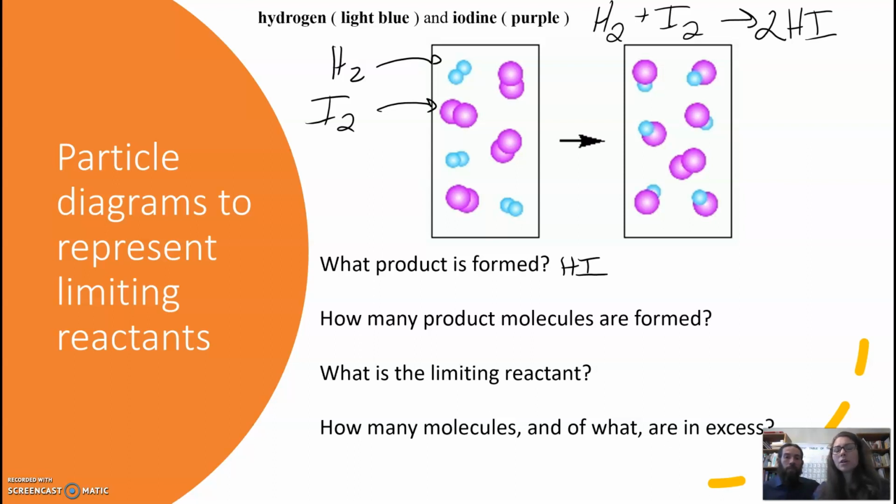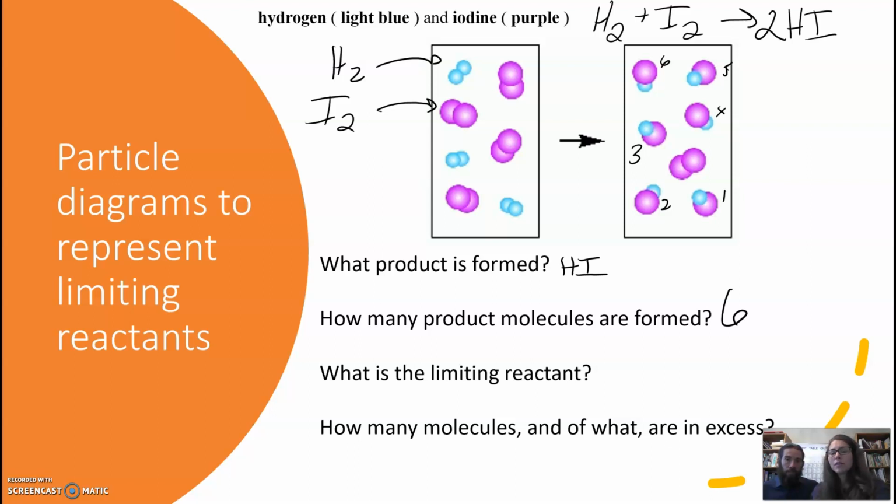From this picture, you can look and see, okay, if we have this many molecules of each, how many did we make? We have 1, 2, 3, 4, 5, 6. So we have 6 molecules of HI that were formed.